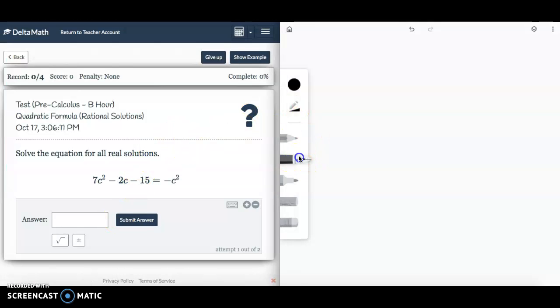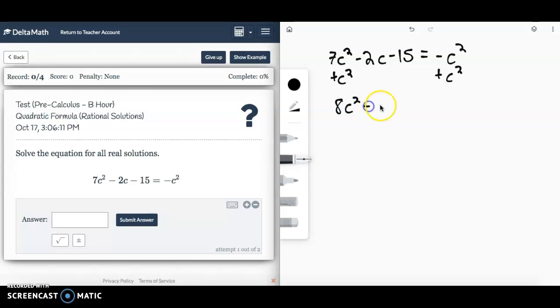In this section, I'm going to start off by writing out our quadratic equation, and then we're going to have to make sure that we get it set equal to 0 before we try to solve anything. So I'm going to add c squared to both sides. So I get 8c squared minus 2c minus 15 equals 0. And then from here, we check and see if we can do a GCF.